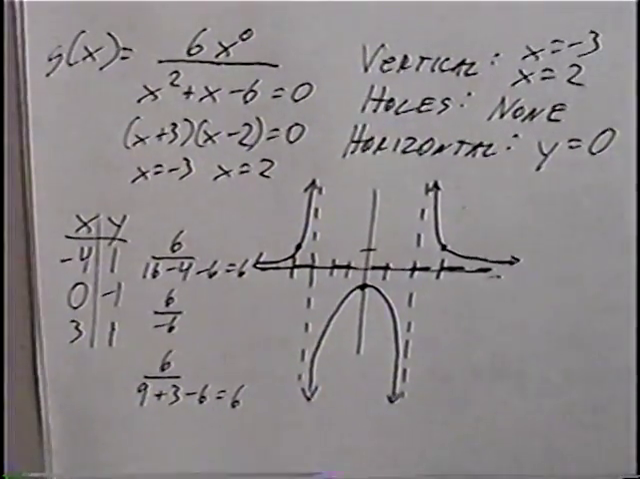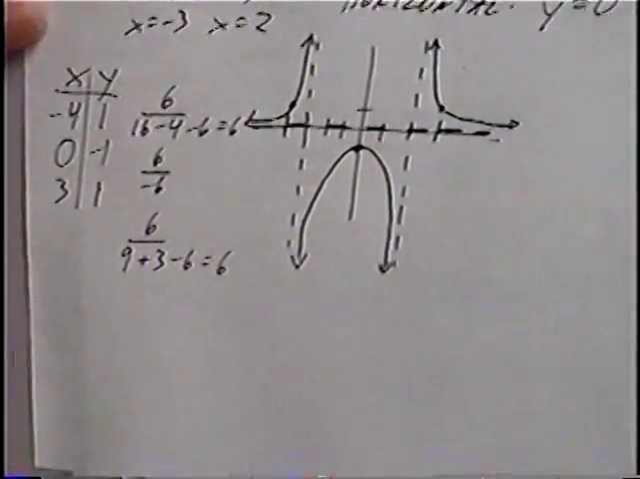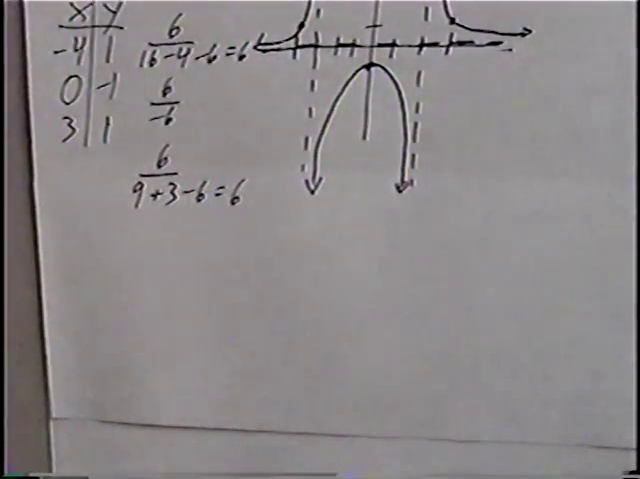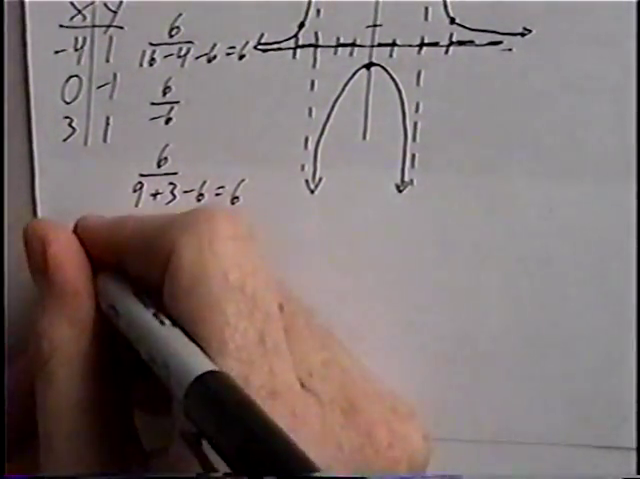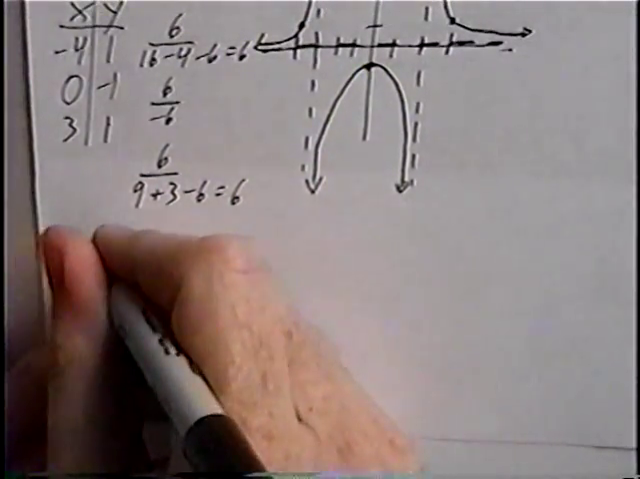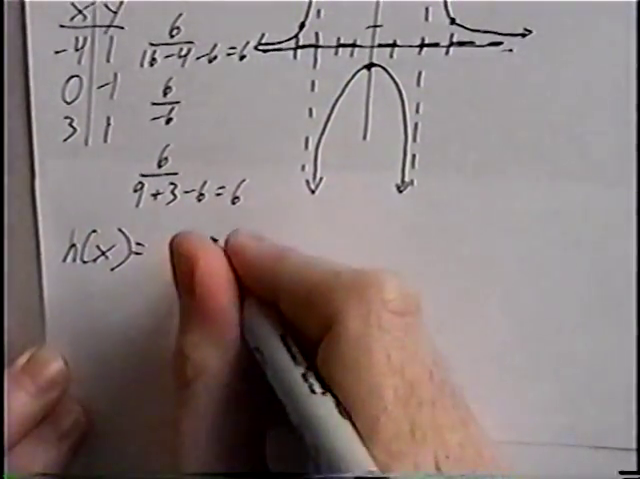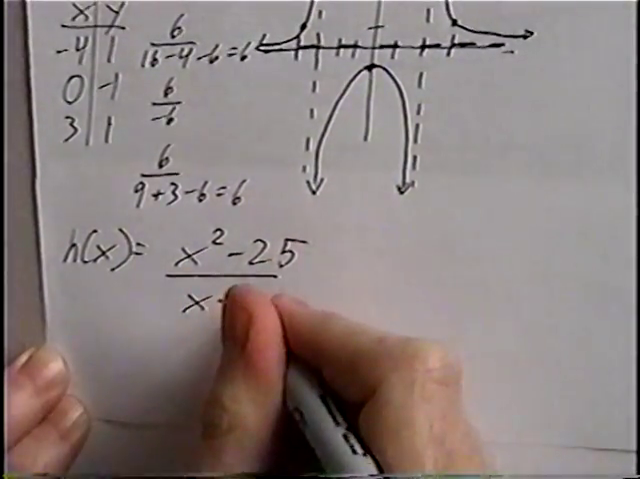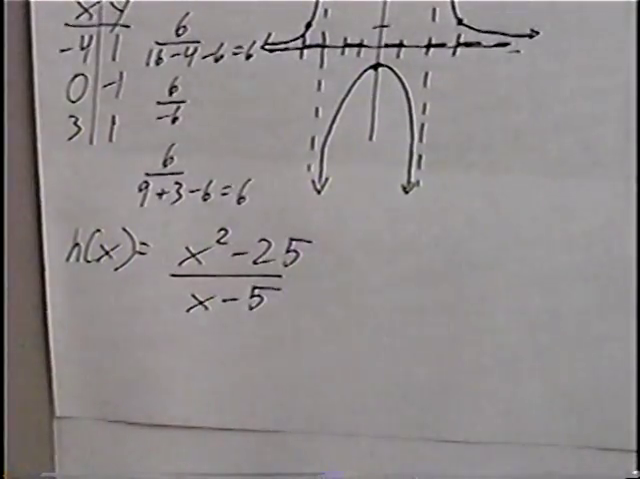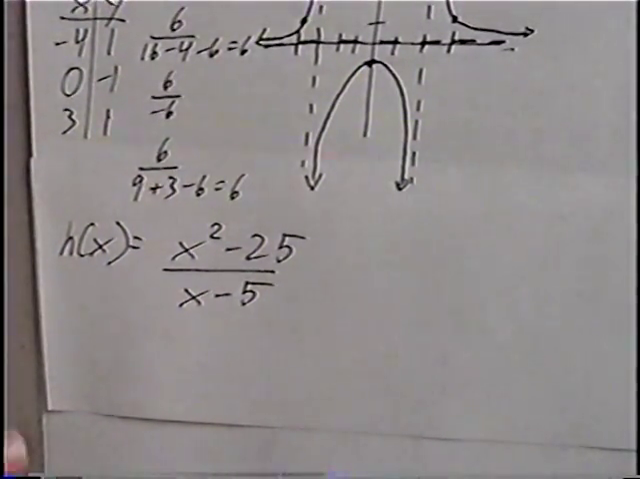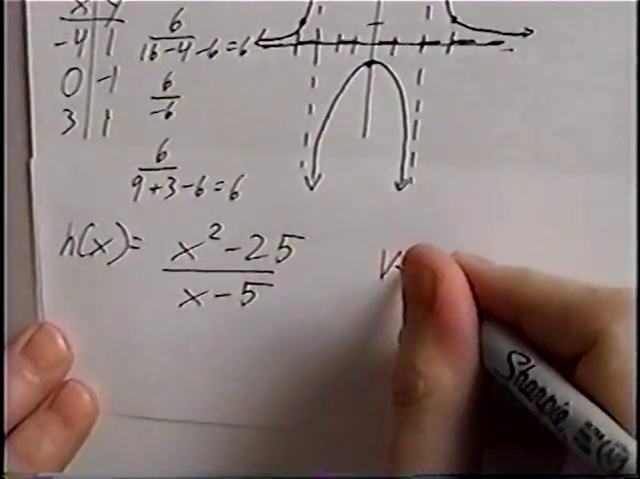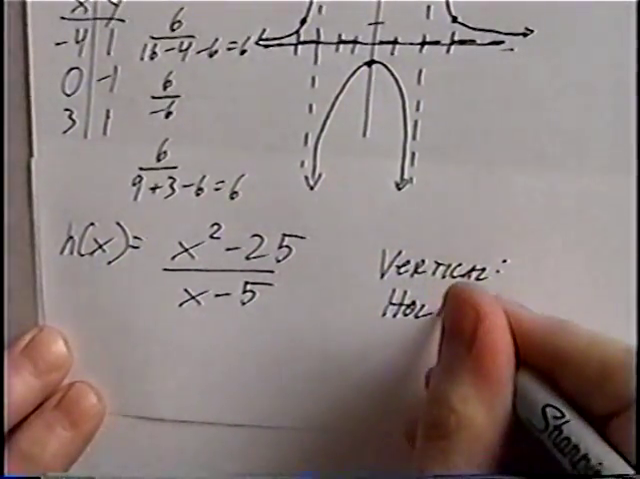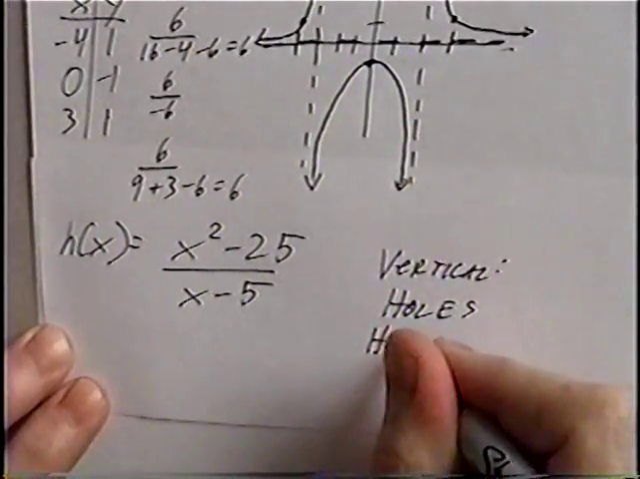Last problem for this section. The equation is h of x equals x squared minus 25 over x minus 5. And again, the first steps on these, you want to find the vertical asymptotes, find the holes, and find the horizontal asymptotes.